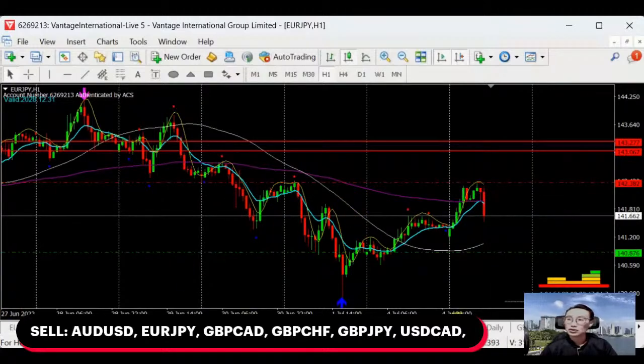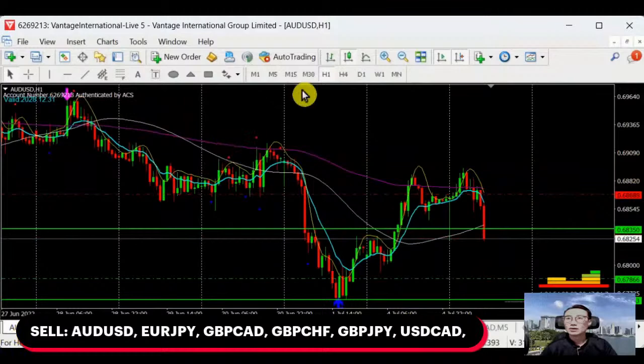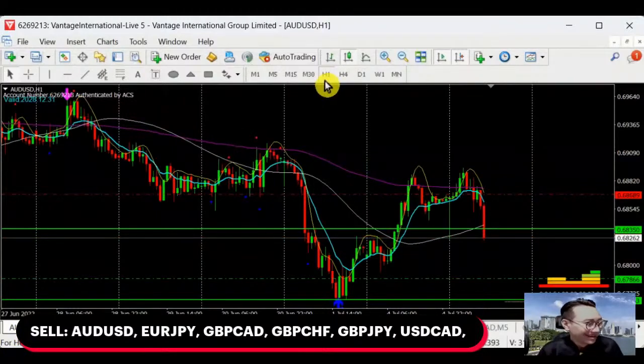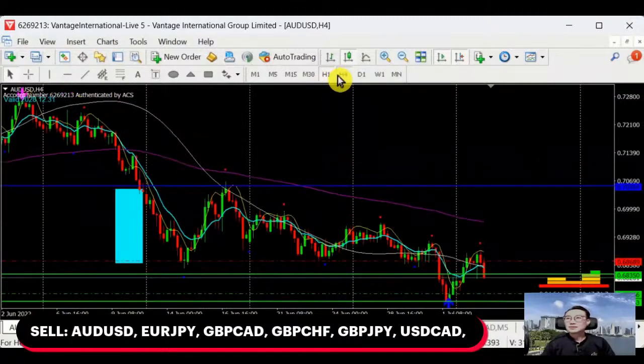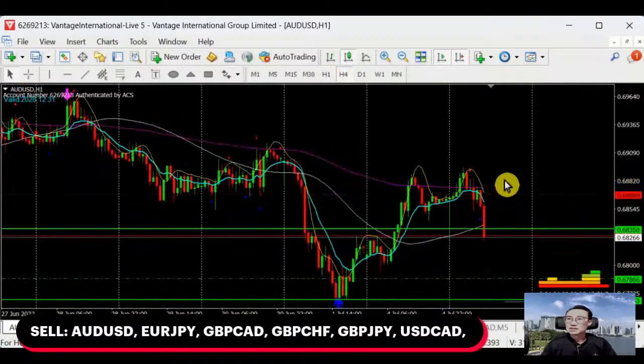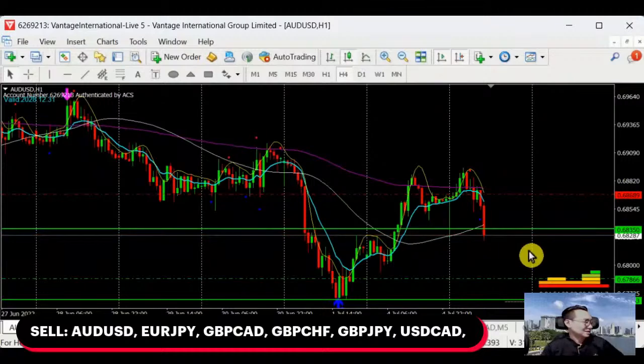So yep, let's move again. Euro yen and Aussie dollar. Aussie dollar is also the same thing. I was just saying that the Aussie dollar is now coming onto the resistance as well. So it's already selling. I guess some have captured it, some have not.